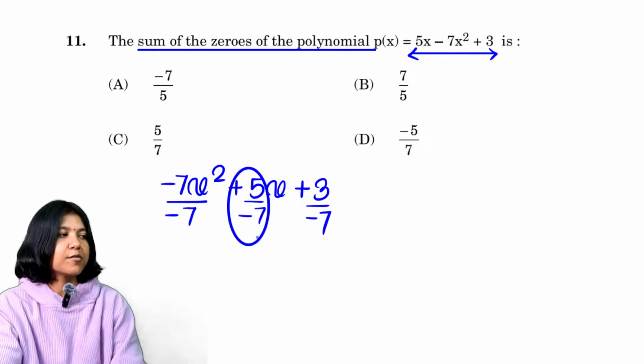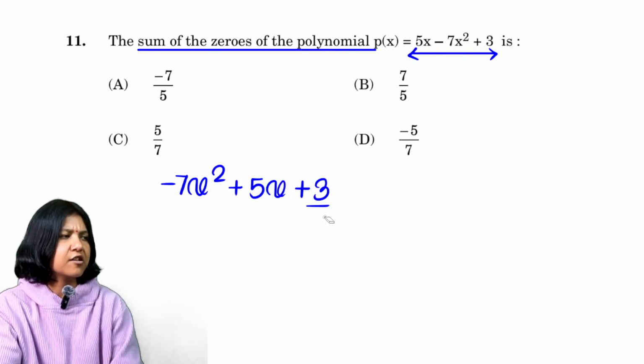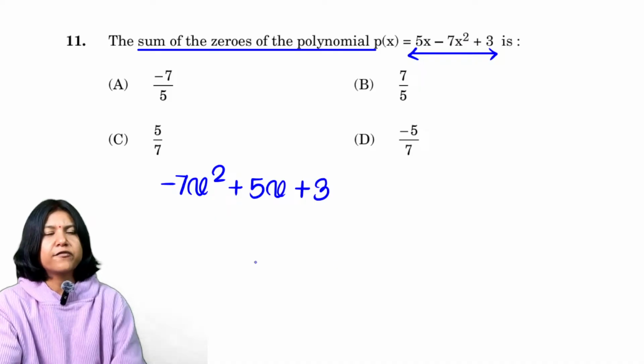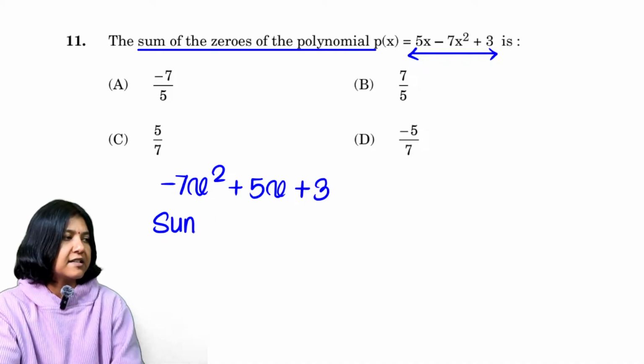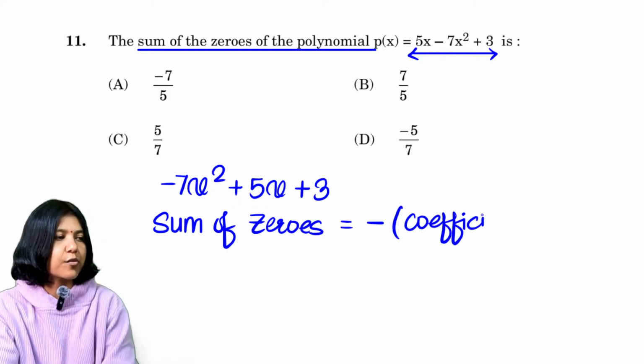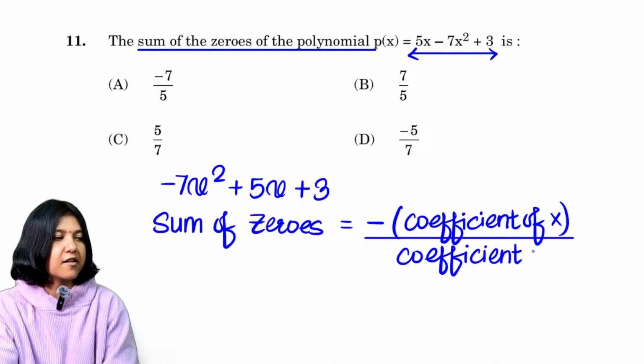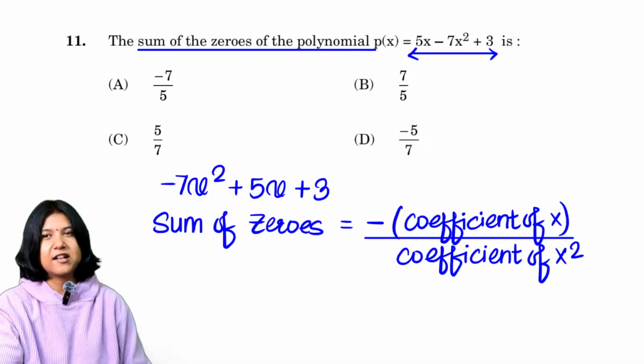So the sum is always equal to... if this is the expression, you don't have to necessarily do this. The sum of zeros can simply be found out by taking the negative coefficient of x. The formula for sum of zeros is negative coefficient of x upon coefficient of x squared. This is the formula whenever you want to find the sum, whereas the product is to take the constant term at the top and divide by the same coefficient. We also call it the leading coefficient.